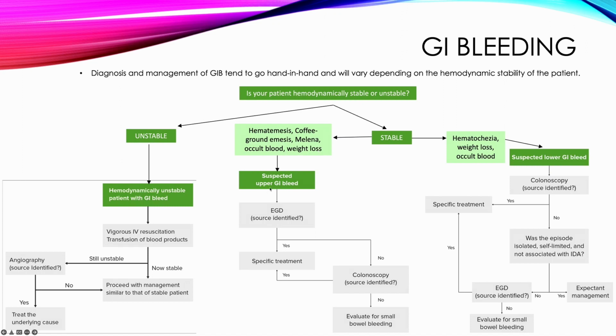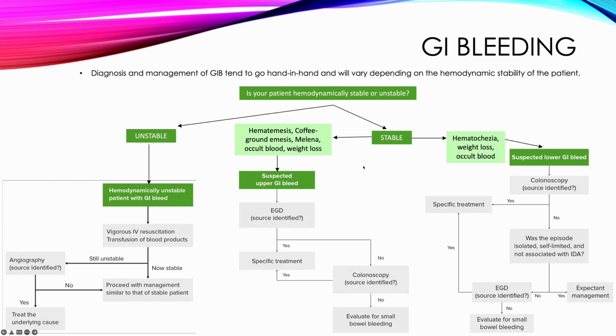So with upper GI bleed, the first thing that you're going to want to do after they are stabilized, or if they are stable, is to do an EGD. EGD is going to be the best test to try to localize the source of the bleed, and in most cases it's pretty accurate. If we can't find it, then usually we follow up with a colonoscopy, and if we can't find it still after that, then we consider evaluating the small bowel.